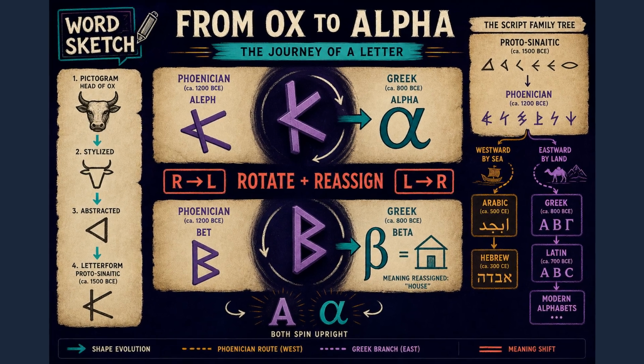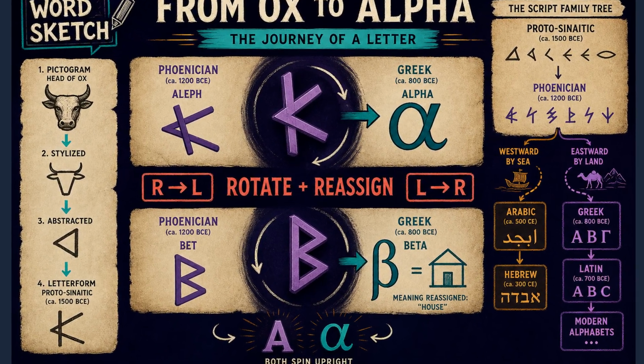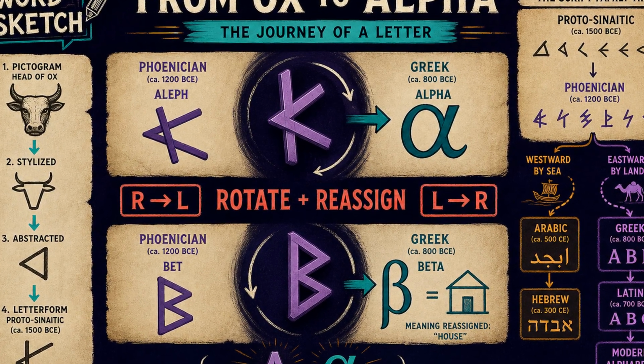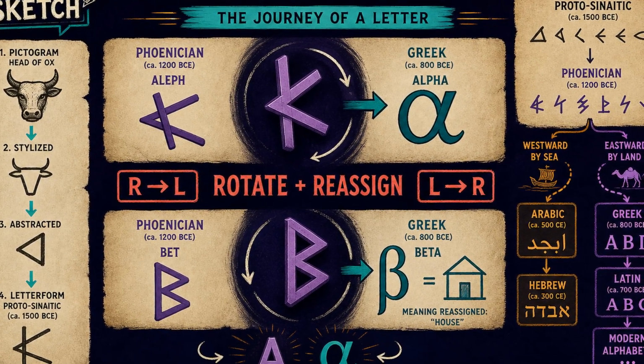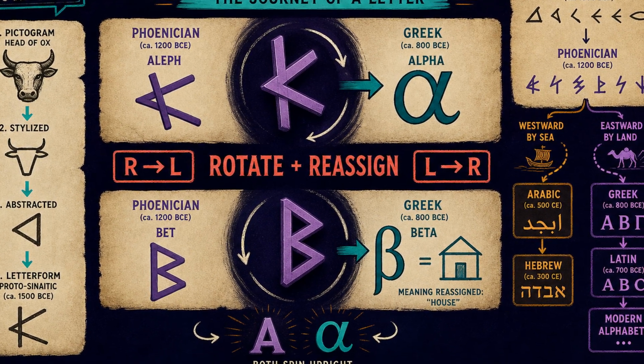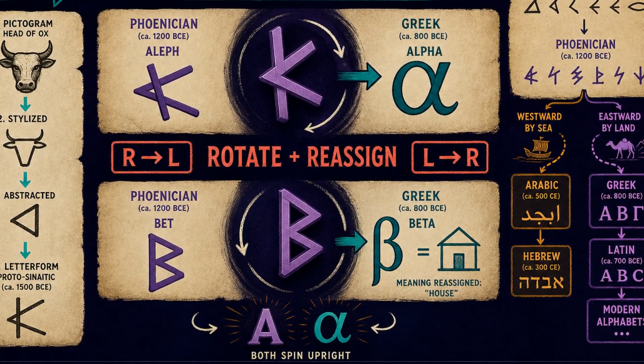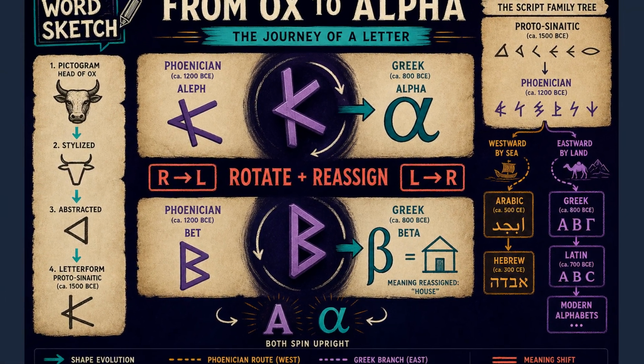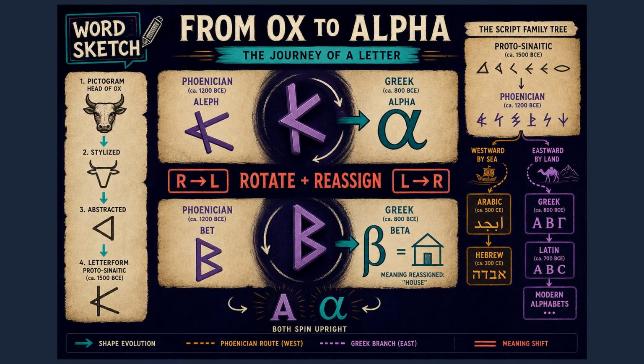Phoenician letters ran right to left and looked like their objects on their side. Greek scribes rotated them upright and wrote left to right, easier for right-handed carving and reading. The ox head became alpha. The house floor plan became beta. The shapes finally looked like letters.